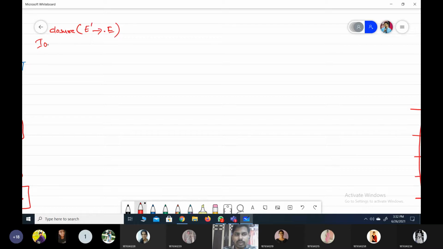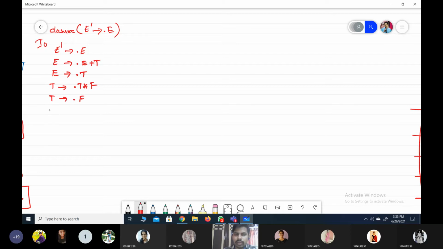The first item set I represent as I naught. In the I naught set, I represented E dash tends to dot E. After the dot, E is observed, so the E replaceable productions are E tends to dot E plus T, and E tends to dot T. Once again, after that dot, I observe the T replaceable productions: T tends to dot T star F, and T tends to dot F.